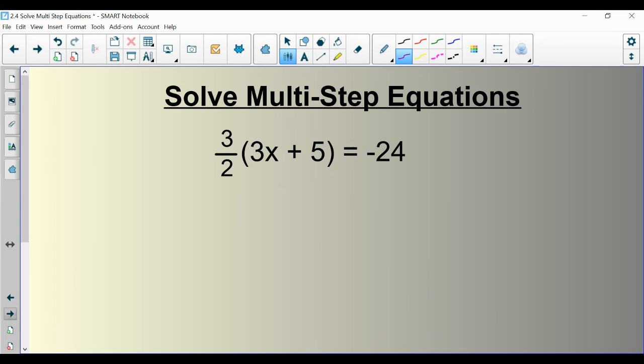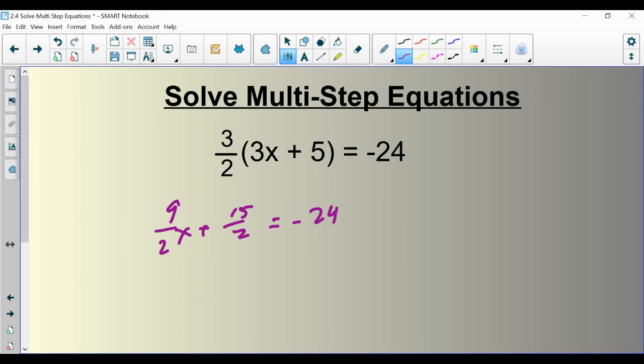Next level of difficulty, you are going to see a fraction in front of parentheses. And there's actually two ways that you guys can do this. I know that probably what you're thinking you should do right now is to distribute the 3 halves in. Distributing the 3 halves in gives you 9 halves x plus 15 halves is equal to negative 24.